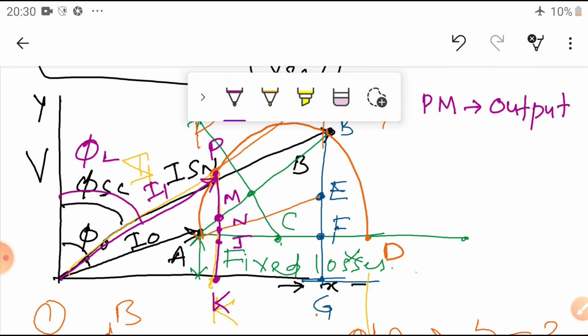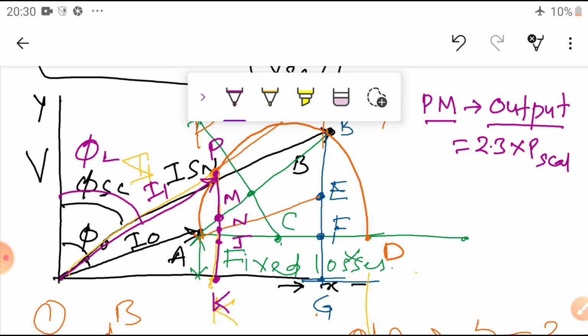Okay, PM length, the output length. Suppose you have measured the PM length, for example 2.3 centimeters. Using the current scale you already calculated, 1 centimeter is equal to 839.5 watts. So 2.3 into 839.5 watts gives the output of the motor. Whatever the power scale is, write it as the power scale. Okay, that is the PM.